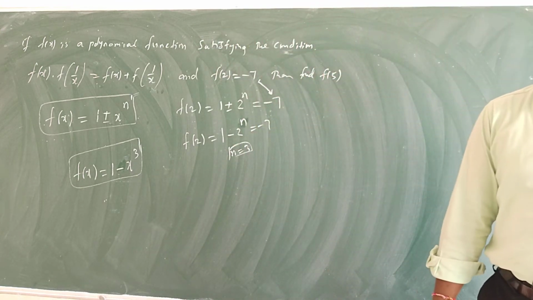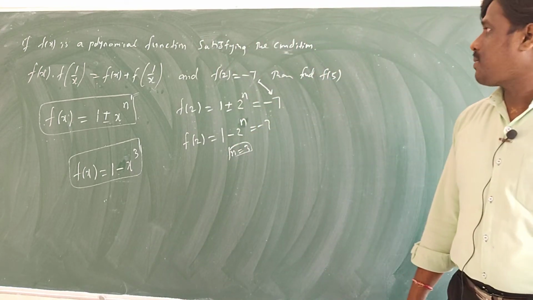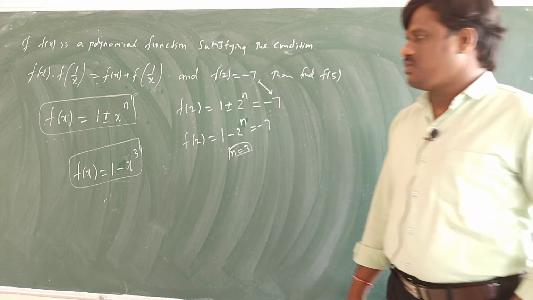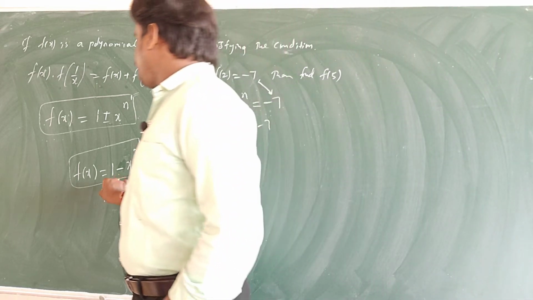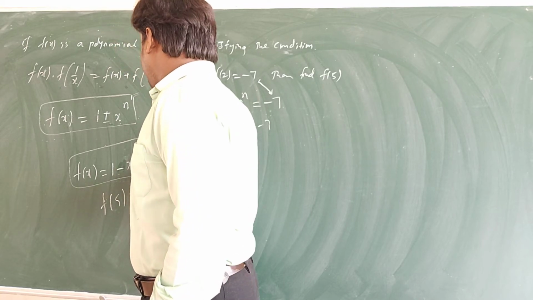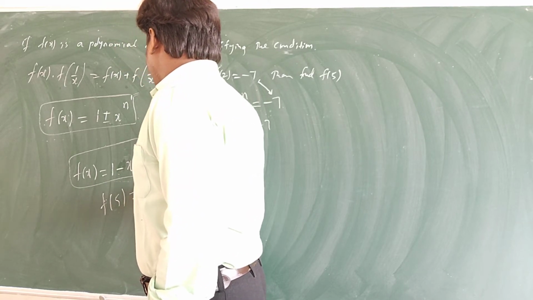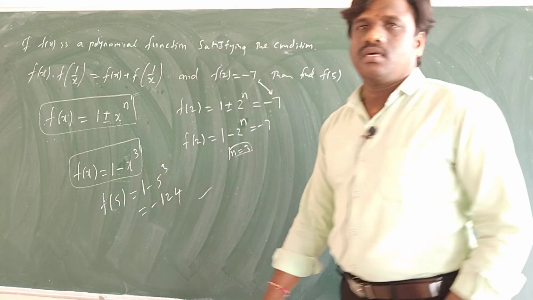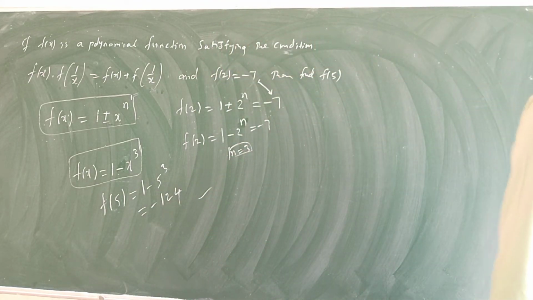Right, function identified. What do you have to find? f(5). Substitute it. Answer? Minus 124. So the answer is minus 124. That's it, simple. Identifying is important.